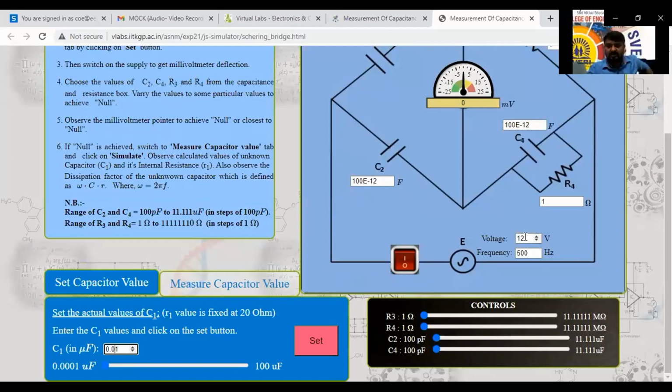And the voltage and frequency here: 5 volt, 12 volt is there. I will set it to 3 volt. And sorry, voltage and frequency, how much do I have to set? 250 hertz? Can I set 50? What is the Indian standard frequency?